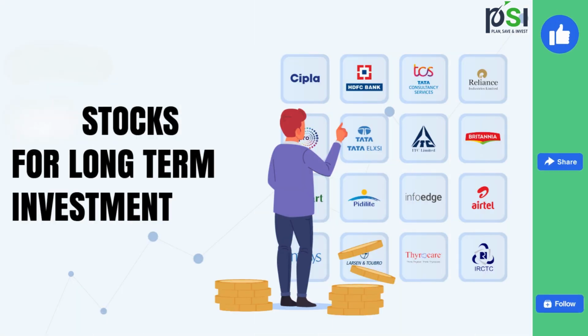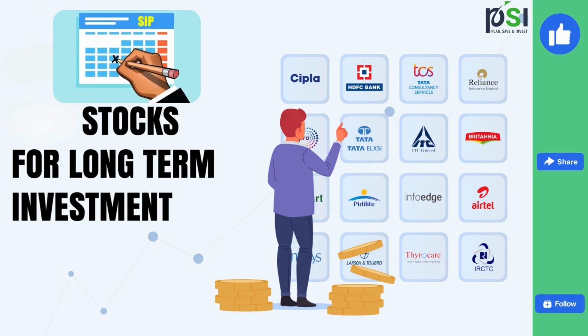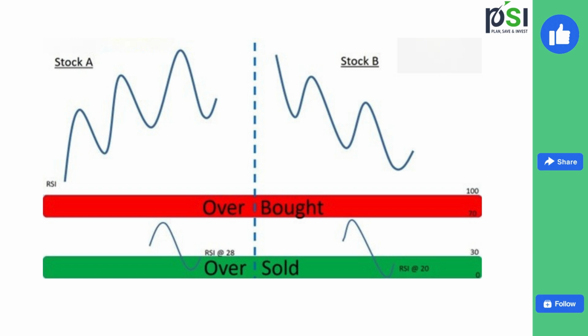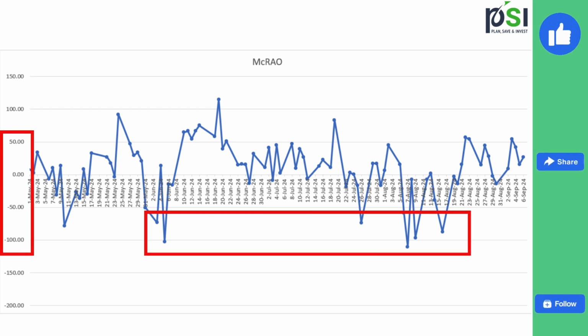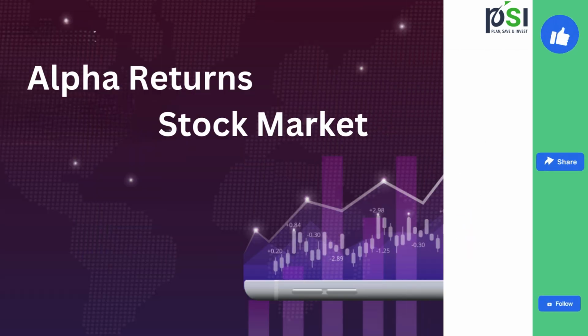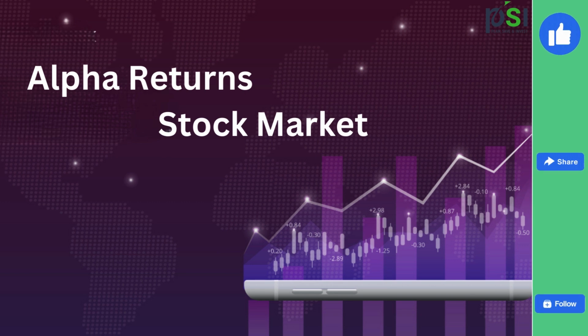Suppose I invested in 30 stocks for the long term and every month I want to invest a certain amount of money in these 30 stocks. Instead of buying on a particular date, the 5th or 10th of every month, when the market could be overbought, oversold, or in any range, what I can do is observe the McClellan ratio adjusted oscillator, check when it is below minus 50, or when it is minus 100, and then I can time the market by investing my SIP. Doing this, you can generate more returns, like alpha returns.